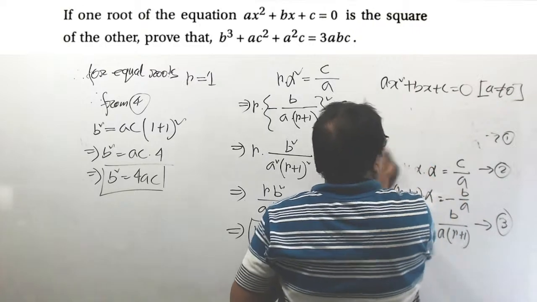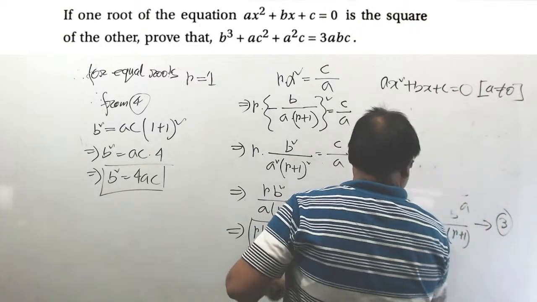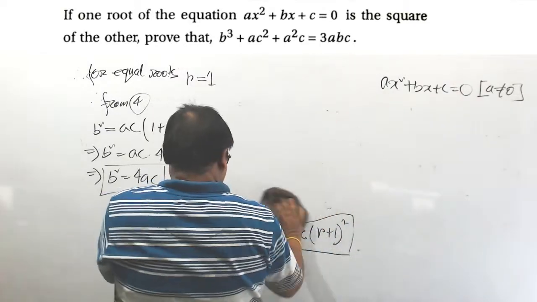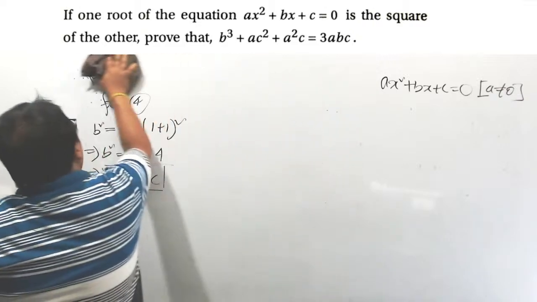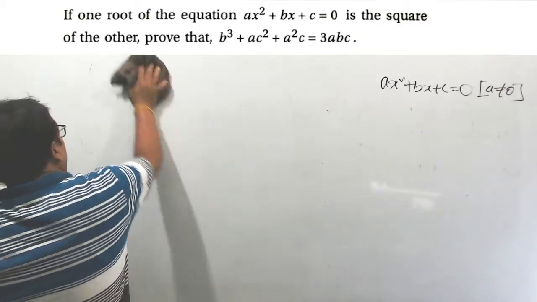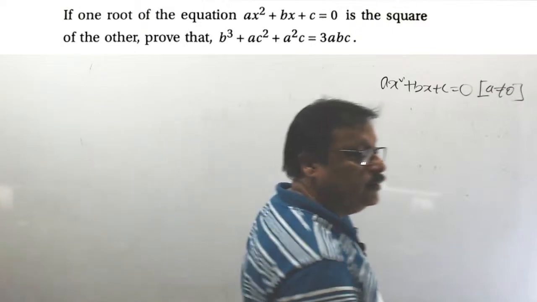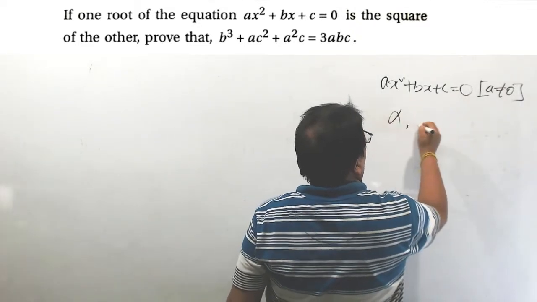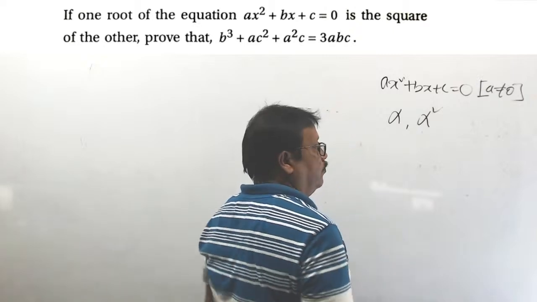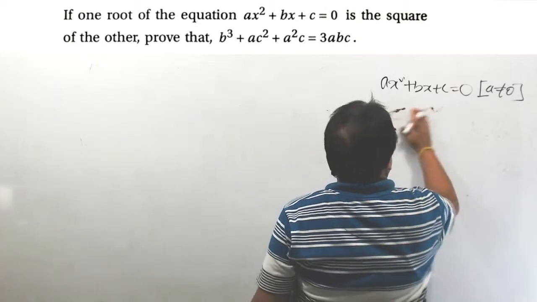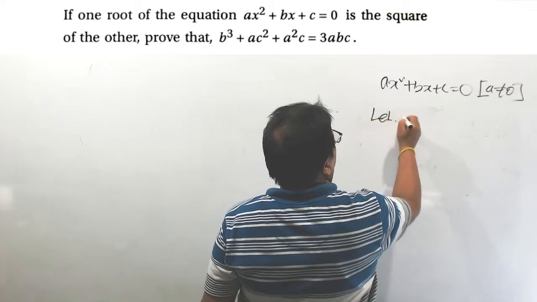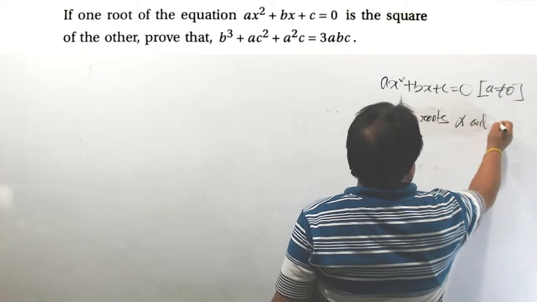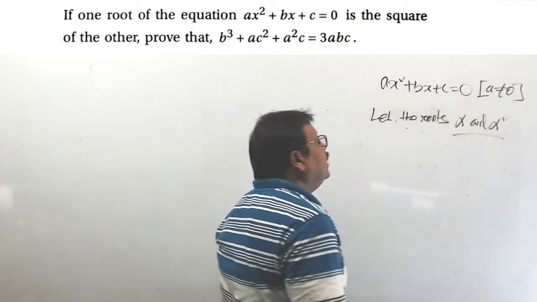So I am keeping the equation. Read the question very carefully, observe carefully. That is, if one root be alpha, the other root would be alpha square. Once you have written the question, let the roots be alpha and alpha square.